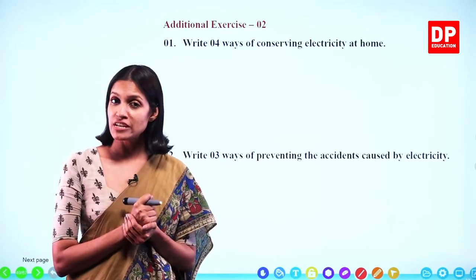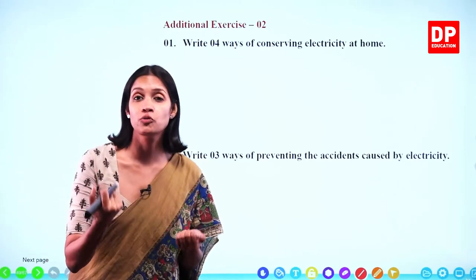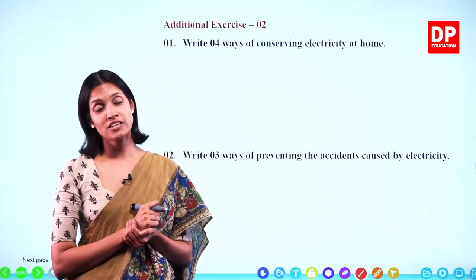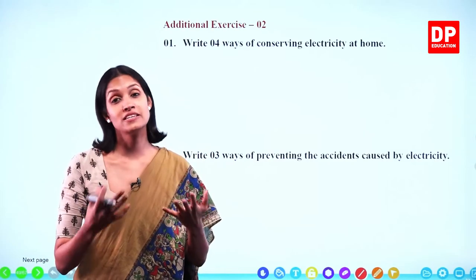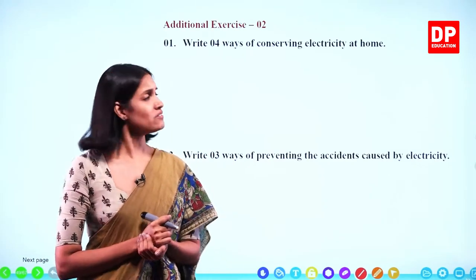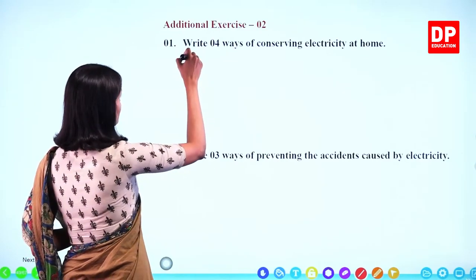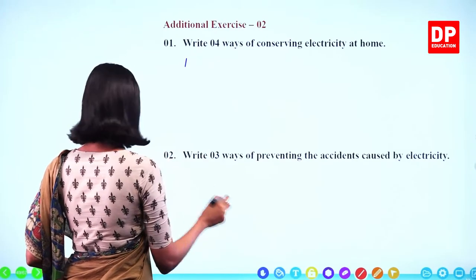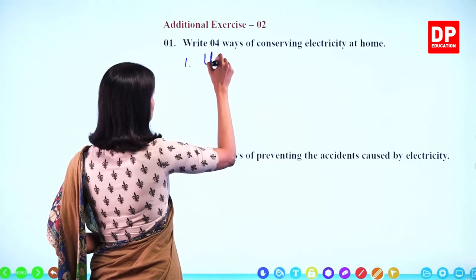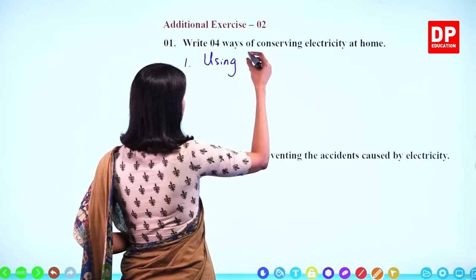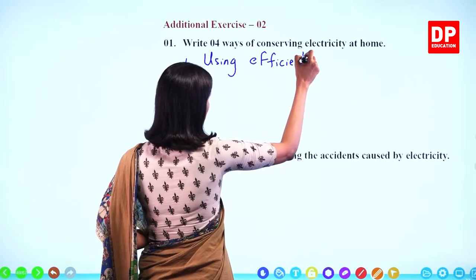And when we use the refrigerator, we should not open the door many times. Time to time, we should not open. And even after opening it, as soon as possible, we have to close it. Right, children? There are different steps that we have to take to minimize the energy consumption by the refrigerator. We'll write some of these things. Write 4 ways of conserving electricity at home. Number 1. Using efficient bulbs. Efficient bulbs.